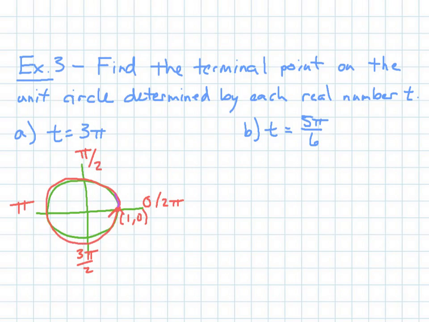Then I go around again, but since I've only gone around 2 pi, I just need to go another pi, so that lands me at the point for pi, and the point for pi is the opposite of 0, because remember you're going the opposite direction on the x-axis, so it should be negative 1, comma 0.